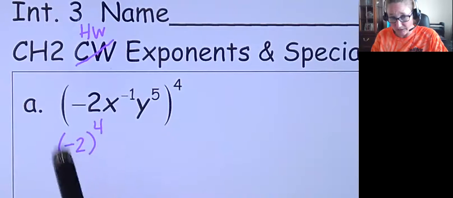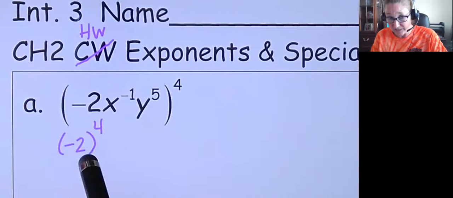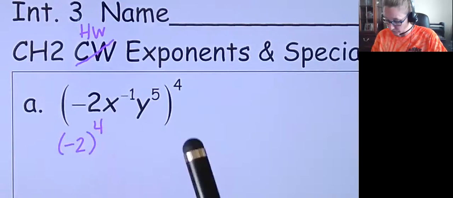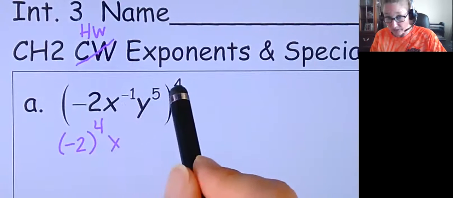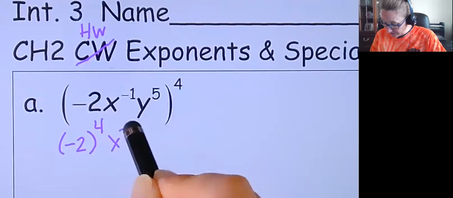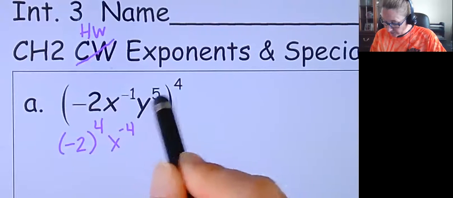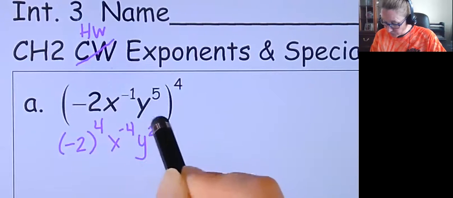It's important that if you have a negative number, you do put it in parentheses if you're putting it in your calculator before you raise it to the power. X, and then -1 to the power of 4, we multiply, we get a -4. Y to the 5th raised to the 4, we multiply, we get a 20.